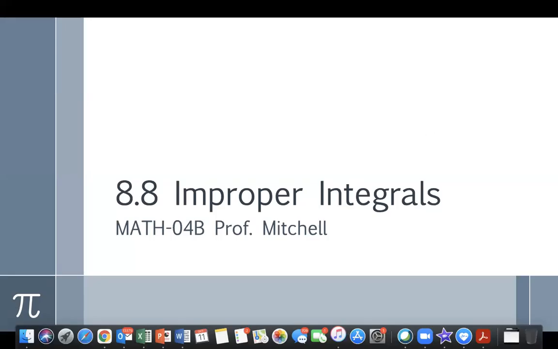We have finally reached the end of Chapter 8, and that is in Section 8.8 on improper integrals, which sounds kind of naughty and forbidden. Let's see what we're in for here.